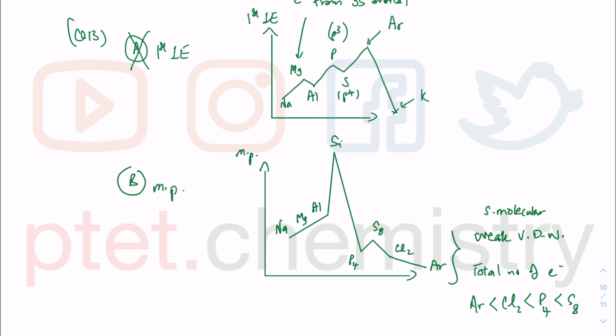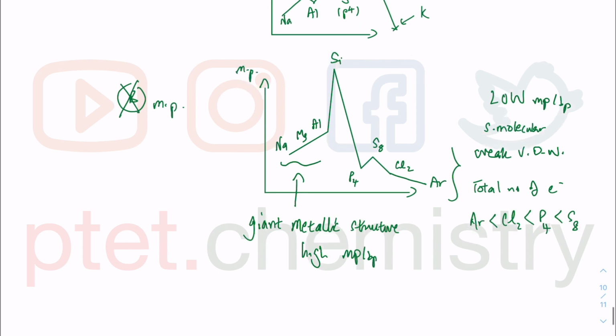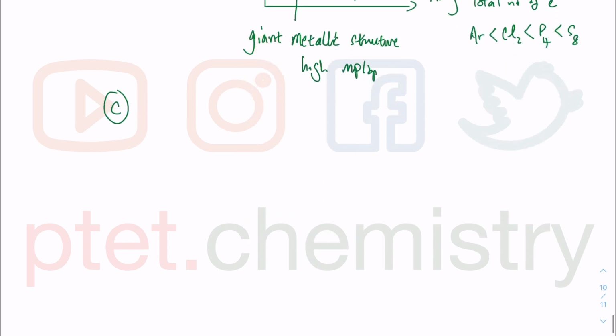So, the statement itself is already wrong. It said the melting point of phosphorus is greater than magnesium. Phosphorus is simple molecular. Simple molecules have low melting and boiling points, whereas metals have a giant metallic structure. So when you have metals, we will expect them to have high melting and boiling points. So I mean, that statement itself makes B wrong as well. So this is a good recap of your inorganic chemistry.